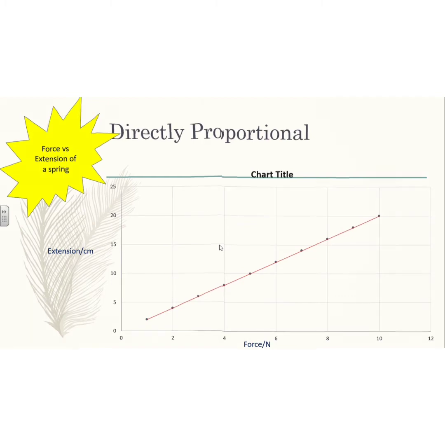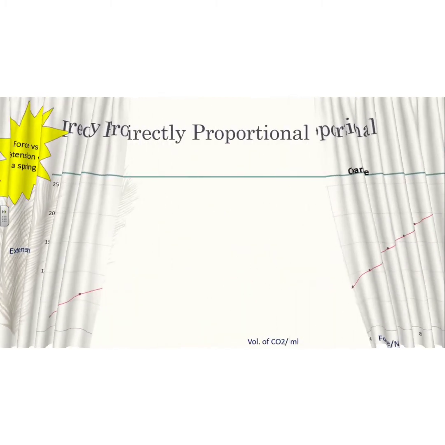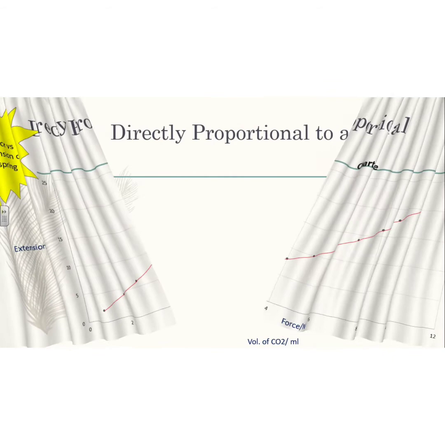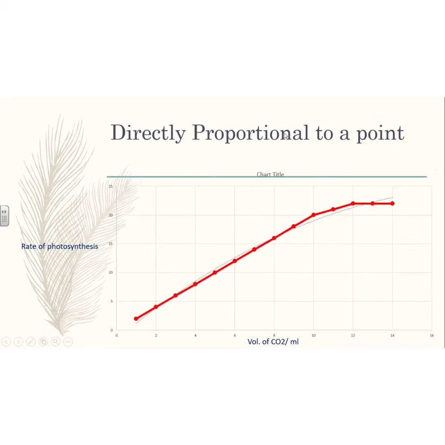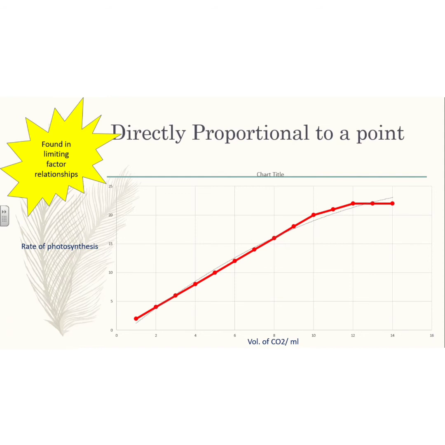All right, now we move on to our next graph. These graphs are directly proportional, but only up to a point. So there you have your graph. I've labeled this because this has to do with limiting factor relationships, for the biology people who are watching this video. When you look at your biology graphs for photosynthesis, for example, the factors which affect the rate of photosynthesis.